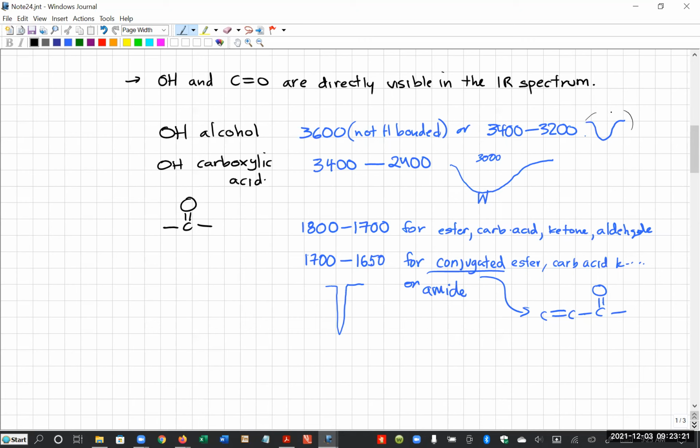OHs are also part of carboxylic acids. When an OH comes from a carboxylic acid, the absorption in the IR looks a little bit different. It's still a broad, strong peak, but it's way broader. It goes from 3,400 all the way down to 2,400. You don't really get a sense here in these drawings, but the alcohol peak would be right there, whereas the carboxylic acid peak is way bigger.